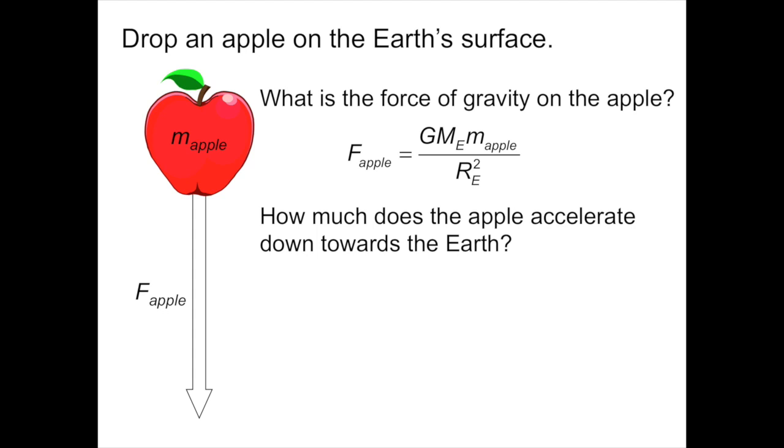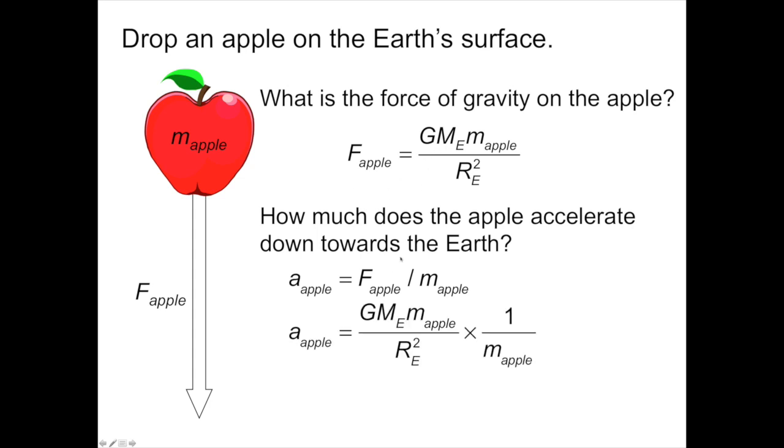How much does the apple accelerate down towards the Earth when I release it in response to the force of gravity? Well, we know that from Newton's second law. The acceleration experienced by the apple is equal to the force on the apple divided by the mass of the apple. Just the second law. But I know what the force is. The force is given by the force of gravity, so I substitute in for F, G times the mass of the Earth times the mass of the apple divided by the radius of the Earth squared, and of course divide by the mass of the apple. That gives me the acceleration on the apple.